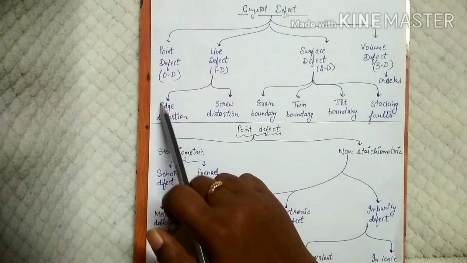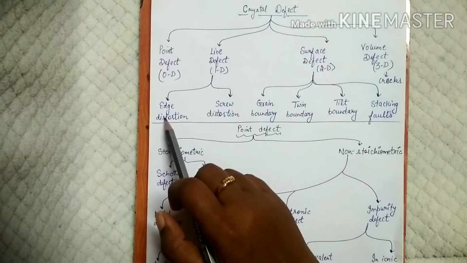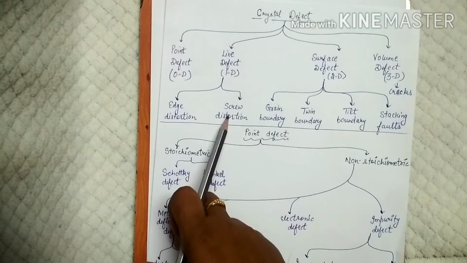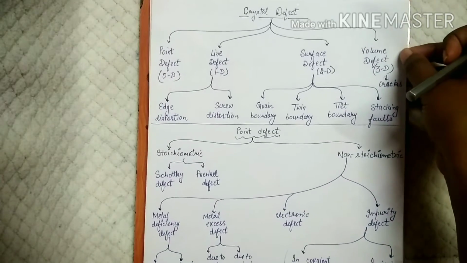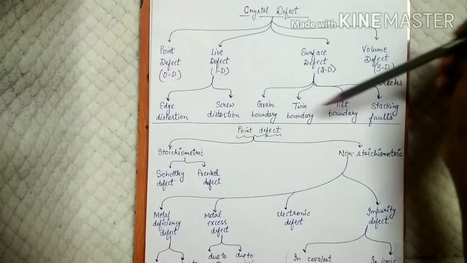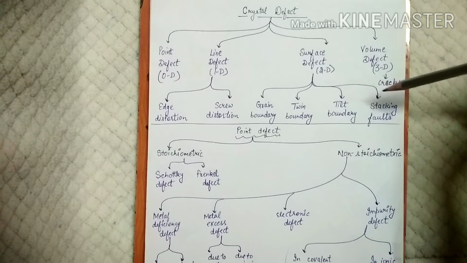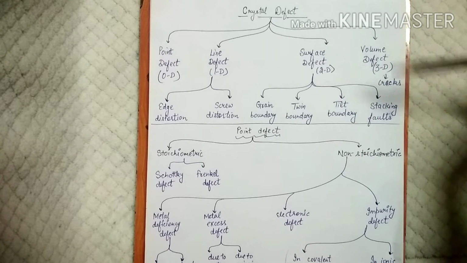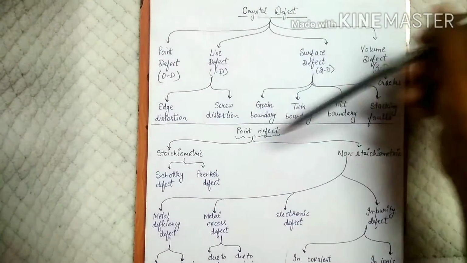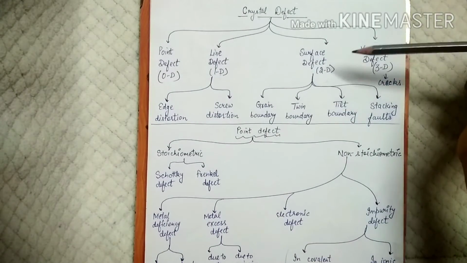Line defect is further categorized into two categories, that is edge dislocation and screw dislocation. The surface defect is classified in four categories: grain boundary, twin boundary, tilt boundary, and stacking faults. Volume defects can be due to cracks. So this is the basic introduction of crystal defects.